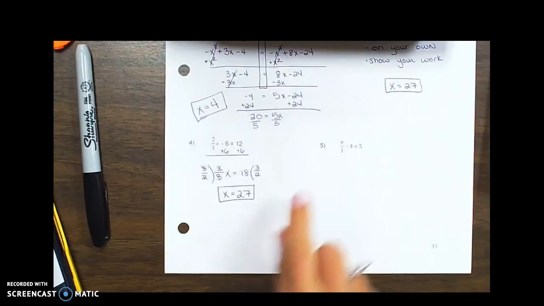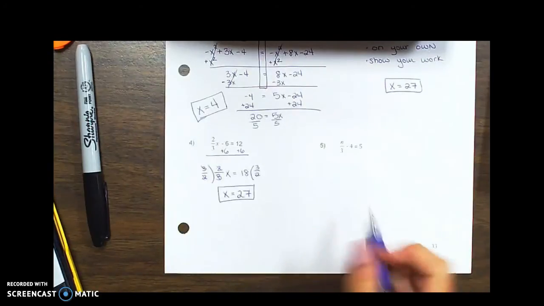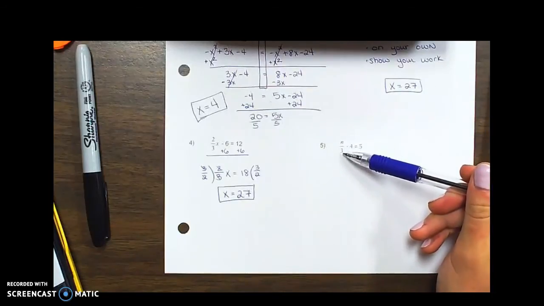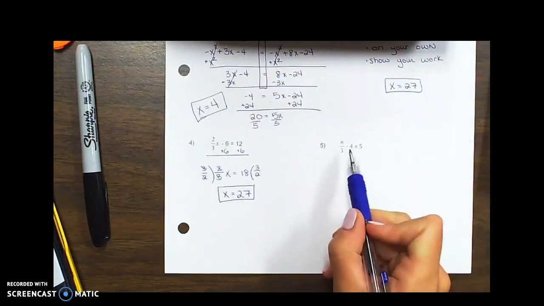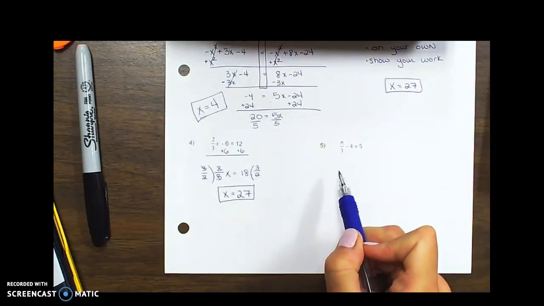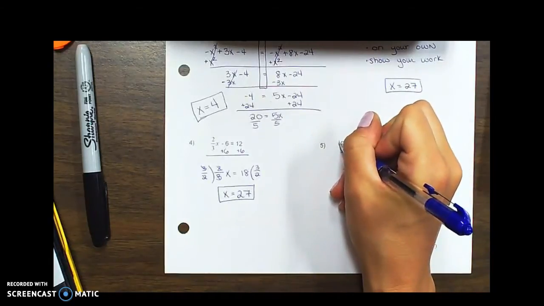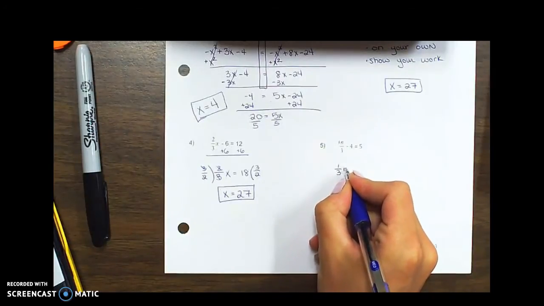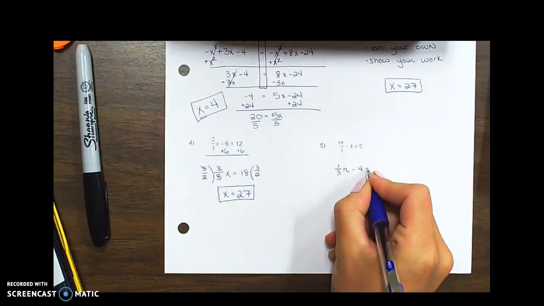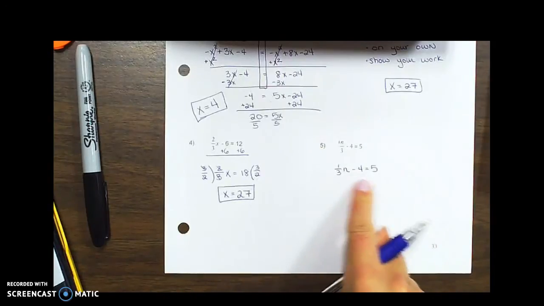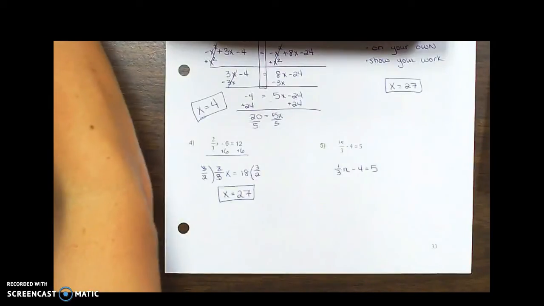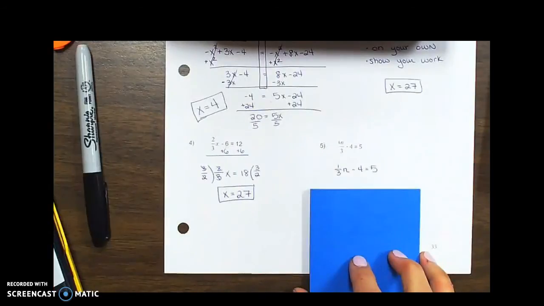All right, let's go ahead now and take a look at number 5. So it's almost the same as number 4, a little bit different. Here we have n over 3 minus 4 equals 5. Now when you have an n over 3, if there's no number in front of the n, there's really a 1 there. So really this is the same thing as 1/3 n minus 4 equals 5. So now we can see it's very similar to number 4. So I'm going to have you pause the video one more time and go ahead and try question number 5 on your own. All right, so let's take a look.